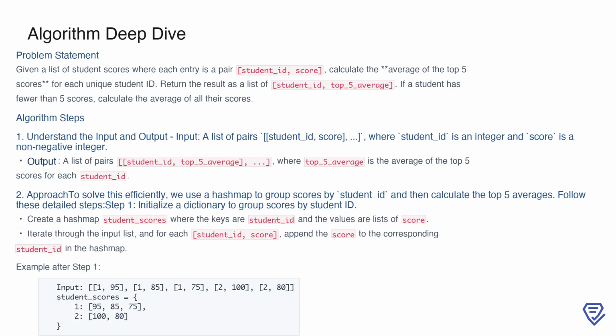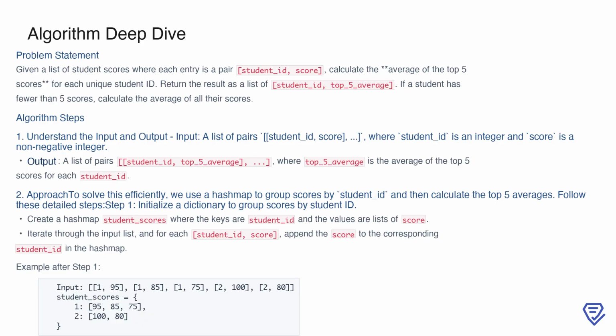To solve the High Five problem, we start by understanding the input and desired output. The input is a list of pairs, where each pair contains a student_ID and a score. Our goal is to calculate the average of the top 5 scores for each unique student ID. If a student has fewer than 5 scores, we calculate the average of all their scores. The output is a list of pairs, where each pair contains the student_ID and the calculated top 5 average. To achieve this, we need an efficient approach.